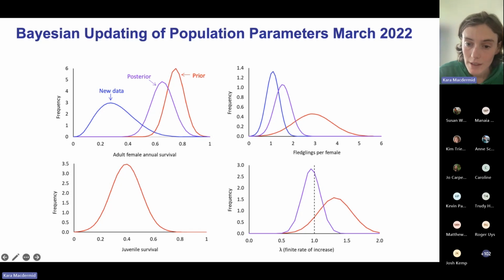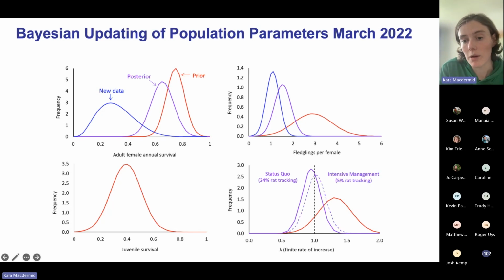So we estimated that if we decreased the rat density, we could get tracking below 5%. So that would be by increasing control. And we were able to use the model to predict what that might do for our population. So we can see that that slightly shifts lambda to the right there with a median just on 1. So even by decreasing the rat density in the reserve, it would still be quite uncertain whether the population would persist.